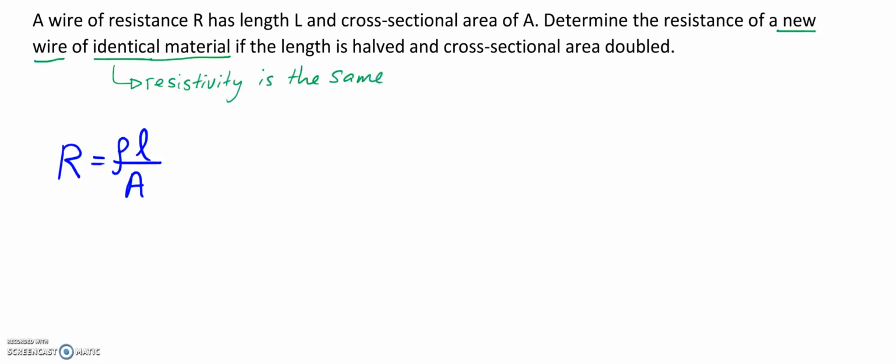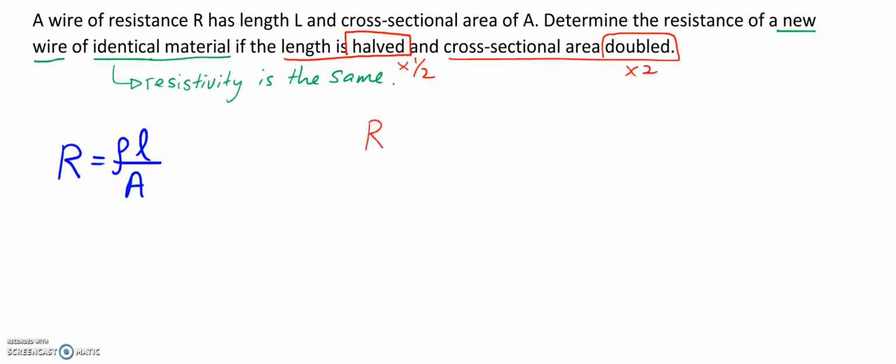I'm going to highlight in red the differences between the initial wire and the second wire. The first thing is that the length is half, and the second thing is that the cross-sectional area is now double. Whenever we say double, it means 2 times. Half is just half. With that, we usually compare it this way.